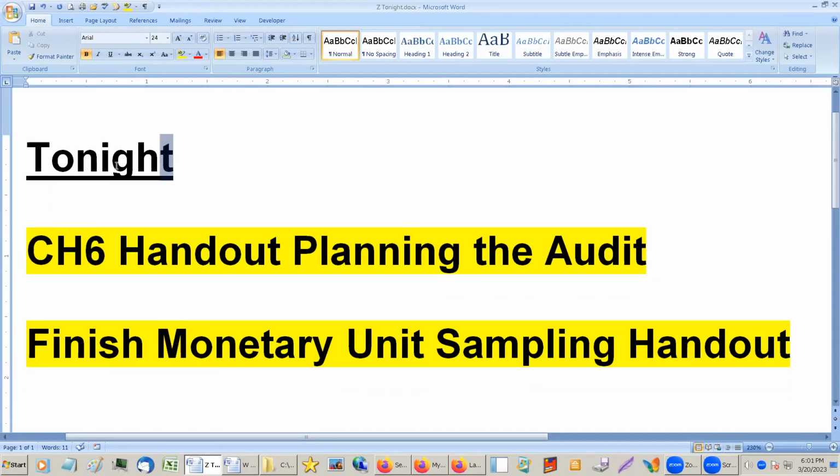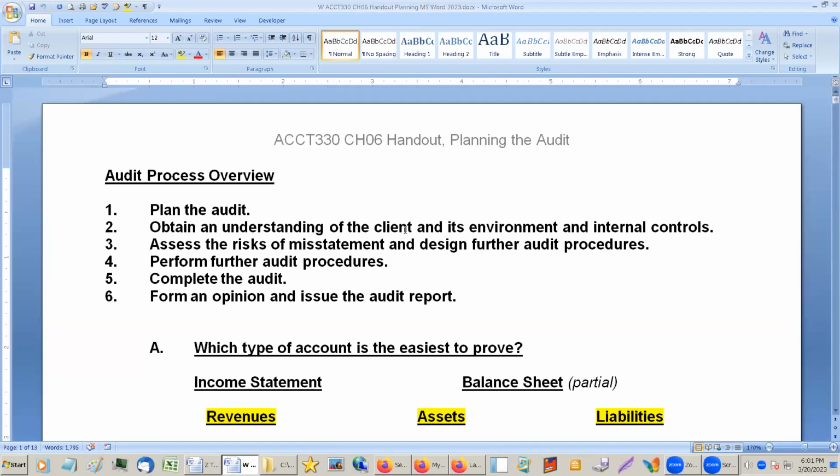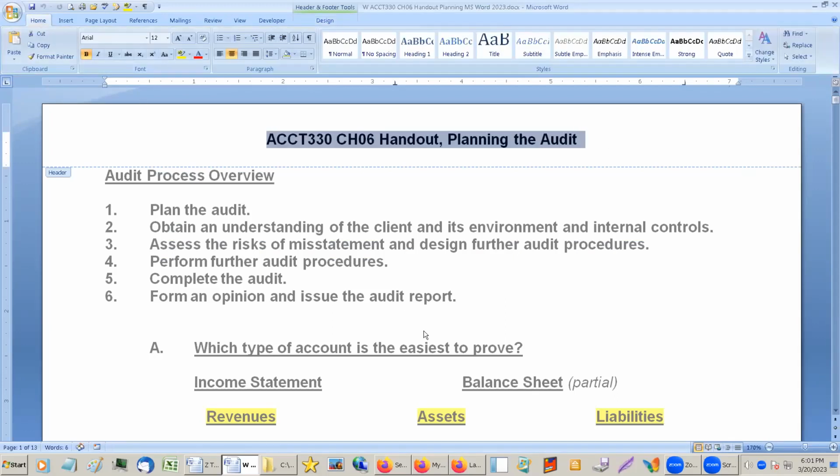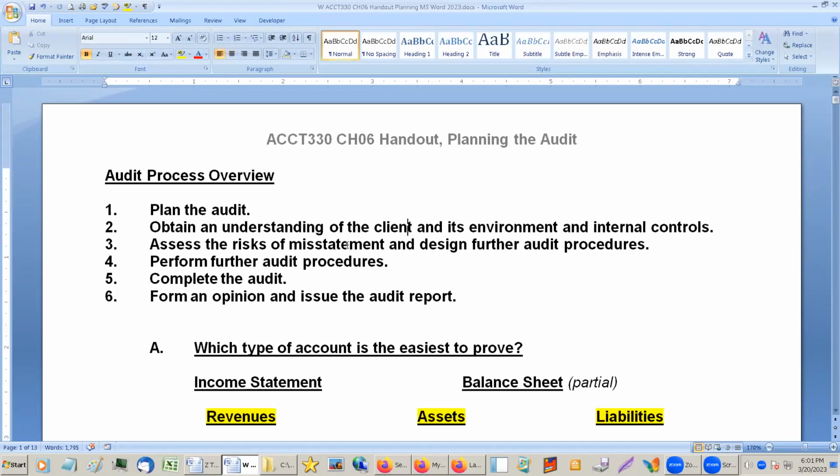Chapters 5 and 6 are kind of a long one, but there's a lot of good stuff in it. So, all right. See if you can, hopefully, get in your email the chapter 6 handout, planning the audit.